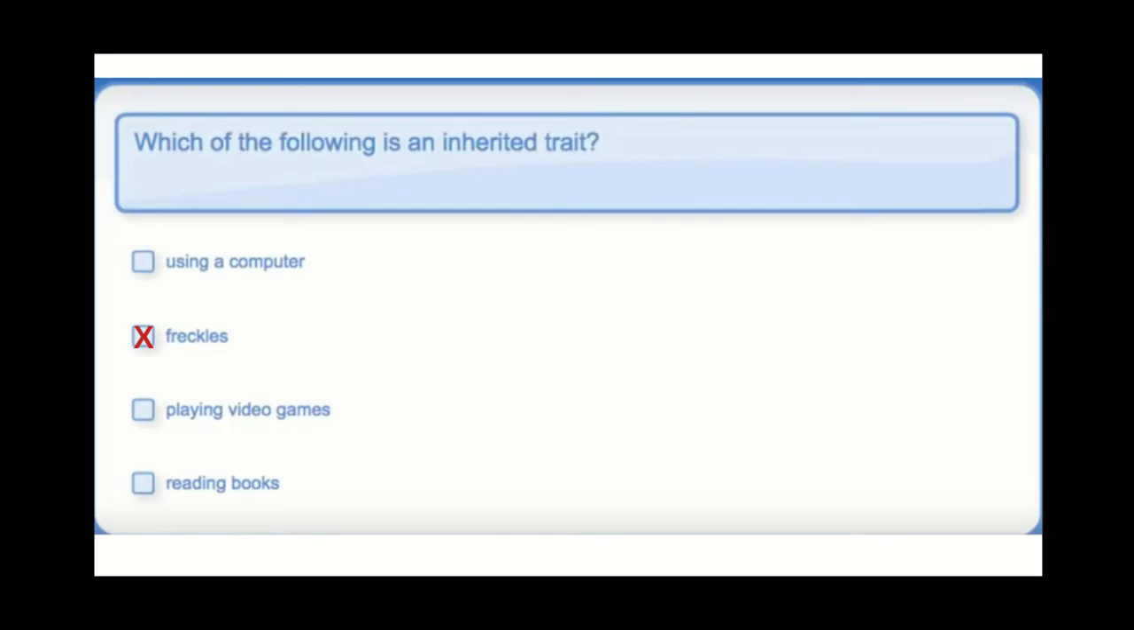Using a computer is a learned behavior. Playing video games too is a learned behavior, and so is reading books. First you have to study. A baby cannot read.